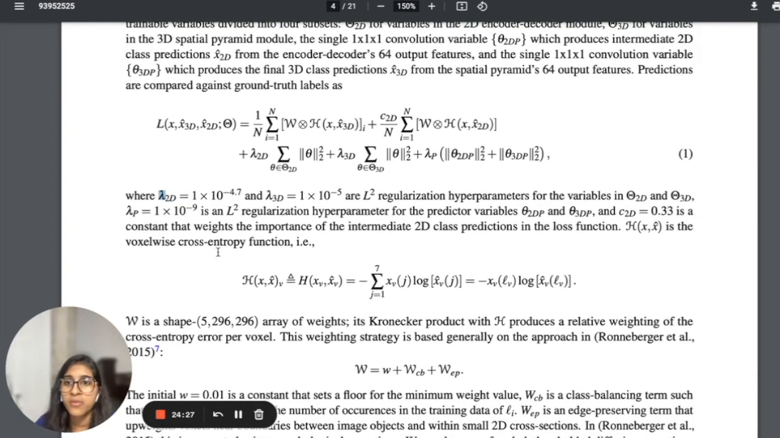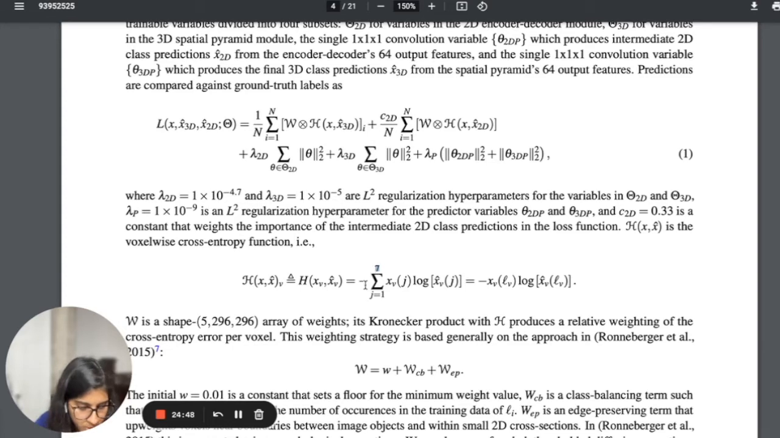And then over here we have the voxel-wise cross entropy loss function. If you've ever seen a cross entropy loss function, then you'll probably understand what it is. If you don't, feel free to search it up. But essentially, it's trying to say that this right here is for all the 7 classes in the data set, in all of the images.